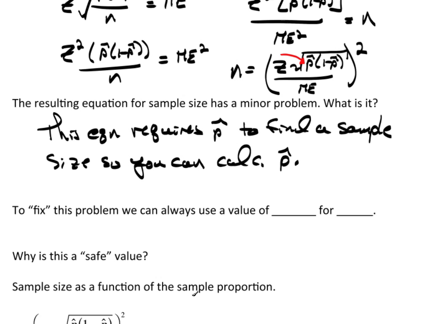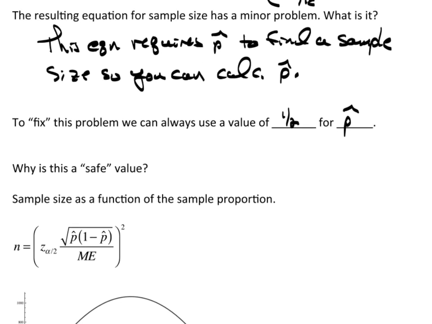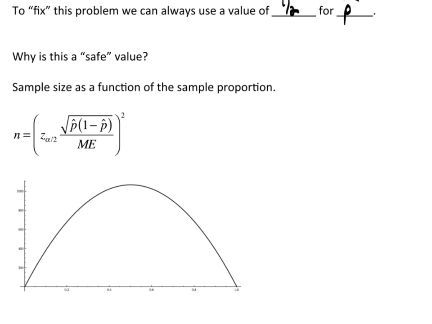So we can fix this problem. And one way to fix it is we can always use a value of 1/2, 0.5, for p hat. And that creates a safe value. Now, why is that safe? Well, we need to do a little bit of algebra here.